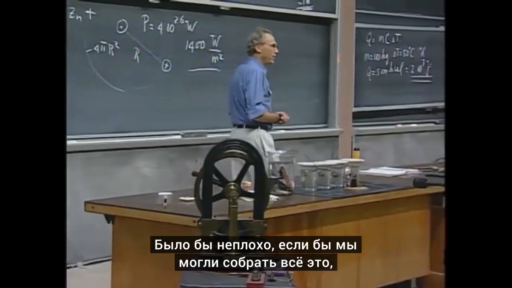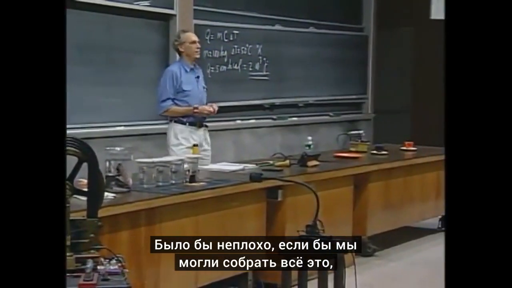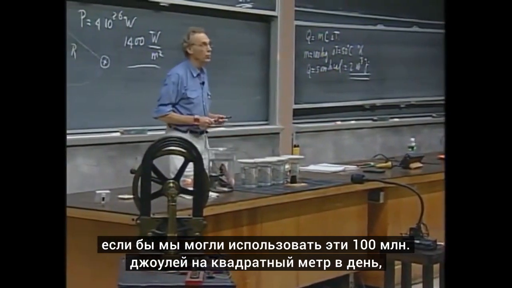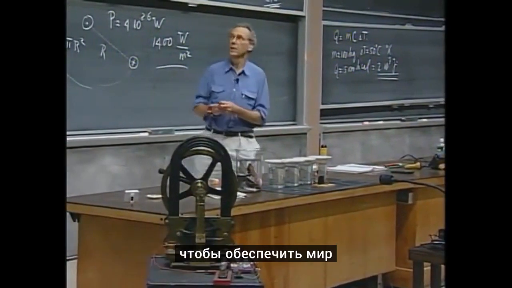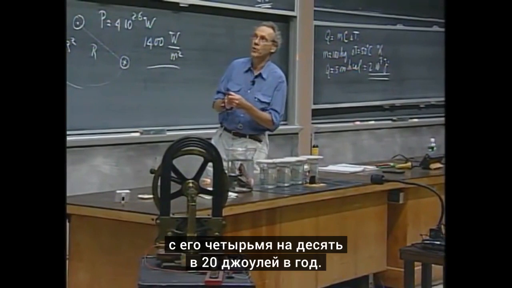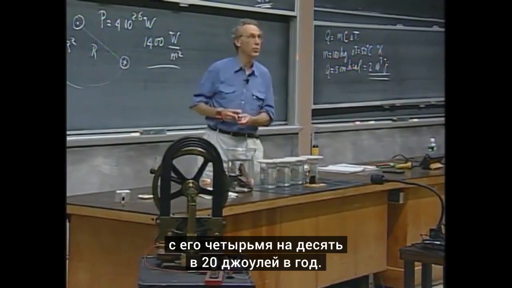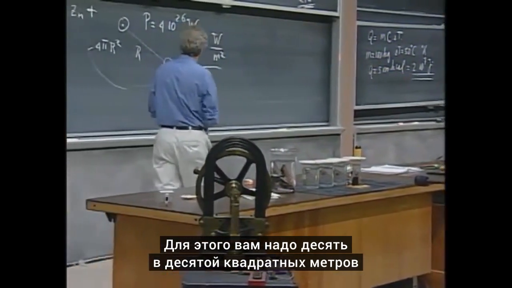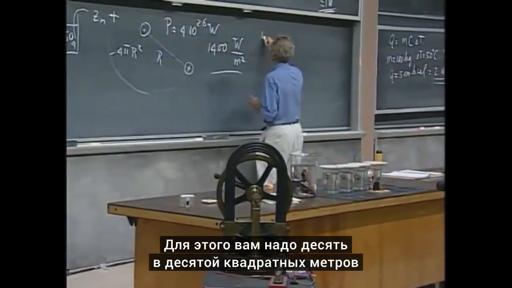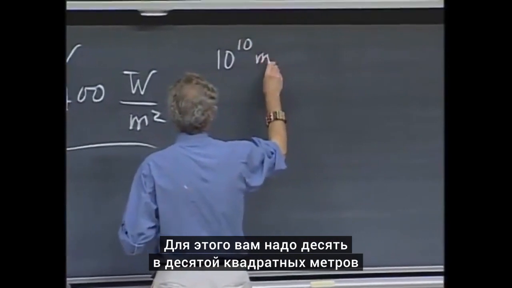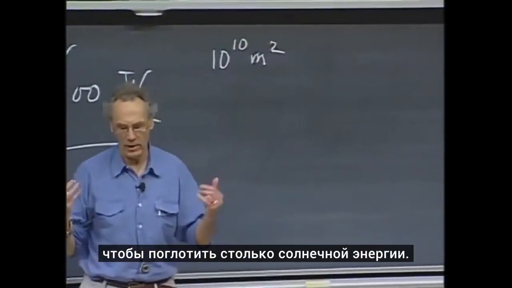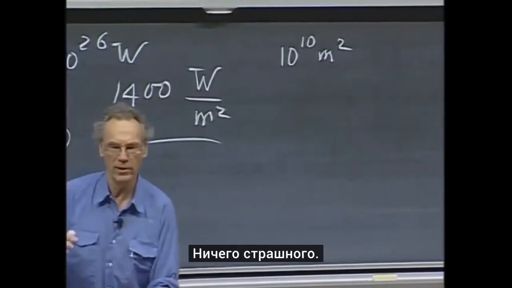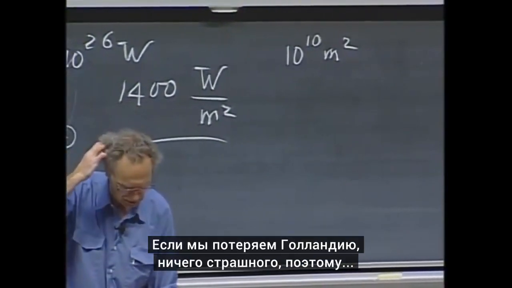It would be nice if we could harvest that, and it would be nice if we could use that 100 million joules per square meter per day to provide the world with this 4 times 10 to the 20 joules per year. To do that, you would need 10 to the 10 square meters to absorb that solar energy. That's trivial. That's only the size of Holland. No big deal. If we lose Holland, that's no big deal.